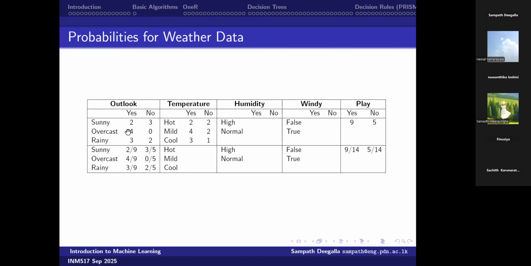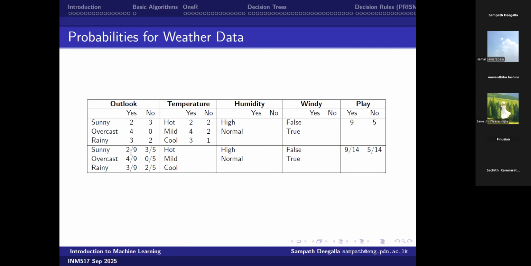To calculate the probabilities, we add up everything here. You have 9 instances of yes and here we have 5 instances of no. We divide. So what happens? The probability of outlook being sunny given the class is yes is 2 out of 9.